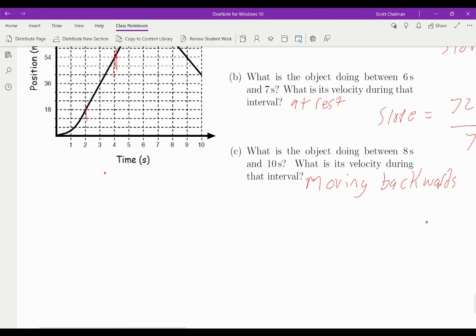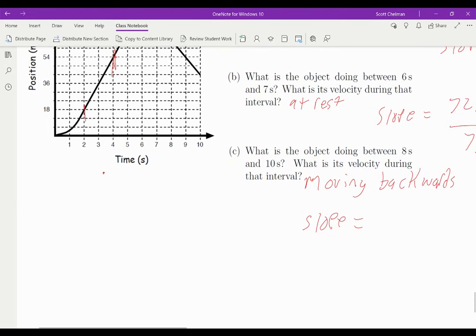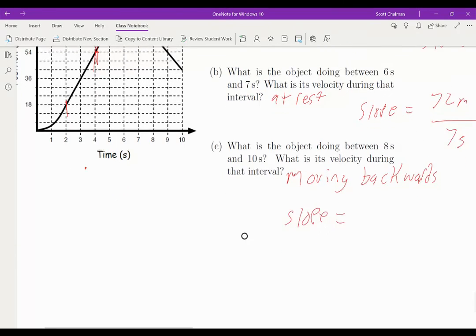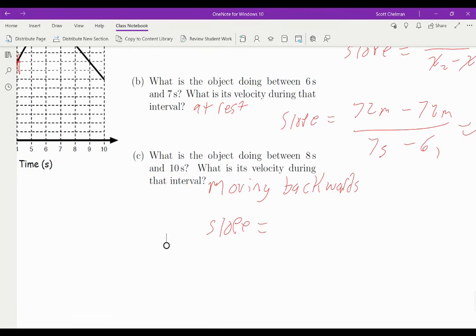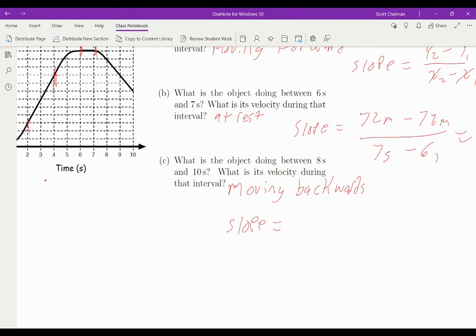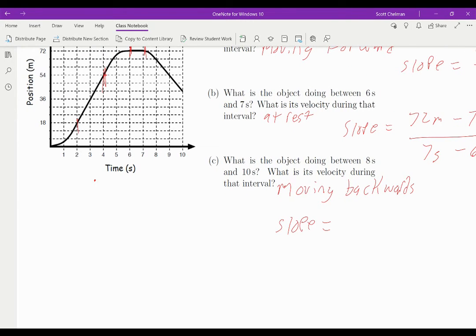And the slope then would be, okay, so then what is y2? What's the value for y2? So that would be the 10-second distance. About 40, 42, something like that.